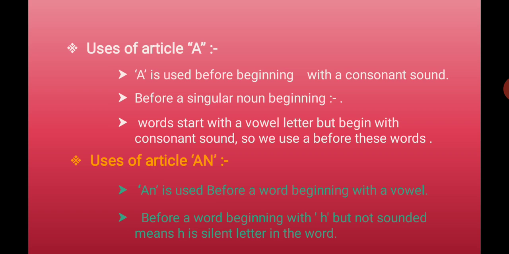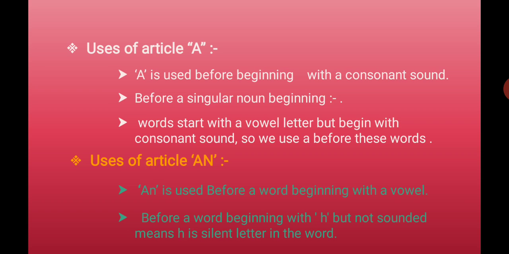For some words, their first letter is H, and we know that H is a consonant, but in these words H is silent and the pronunciation begins with a vowel sound, and at that time we use an before them.